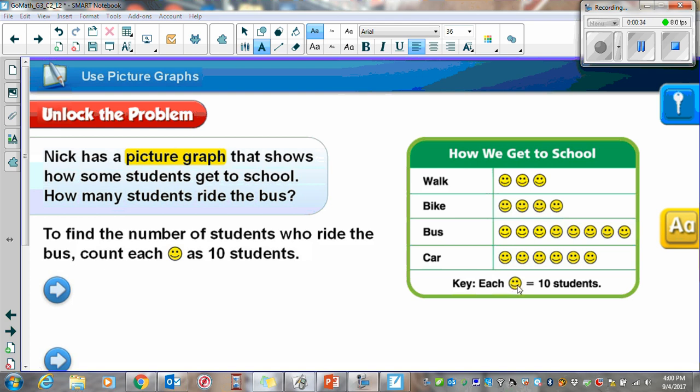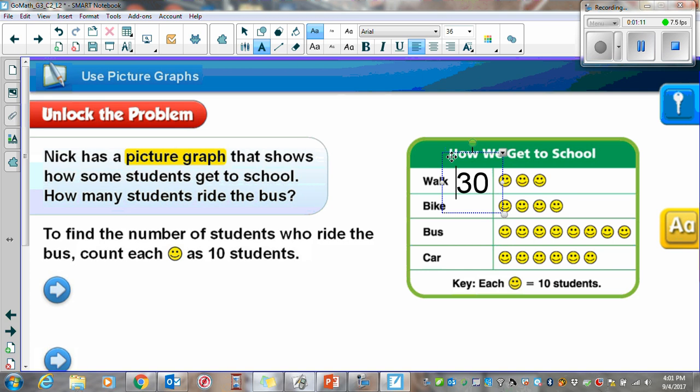So in this case, our symbol is a smiley face, and each time we see a smiley face, we know that it represents 10 students according to the key on our pictograph. If we look at the row for walking, we can then see that walking is represented by 3 smiley faces. That shows us that 30 students walk to school, and we get that by counting each smiley face as 10. If we do that, we see that 10, 20, 30 represents the number of students who walk to school, and that shows us that 30 students then walk to school.